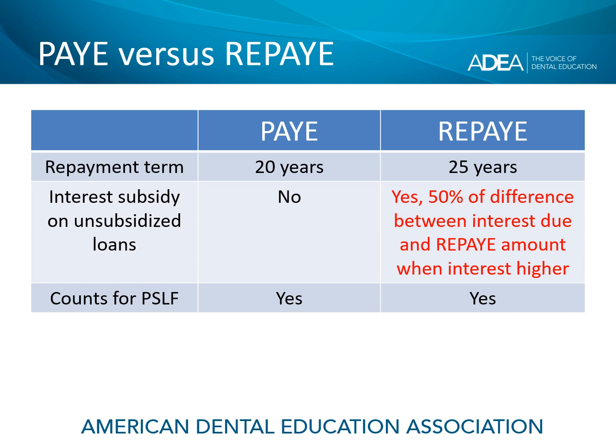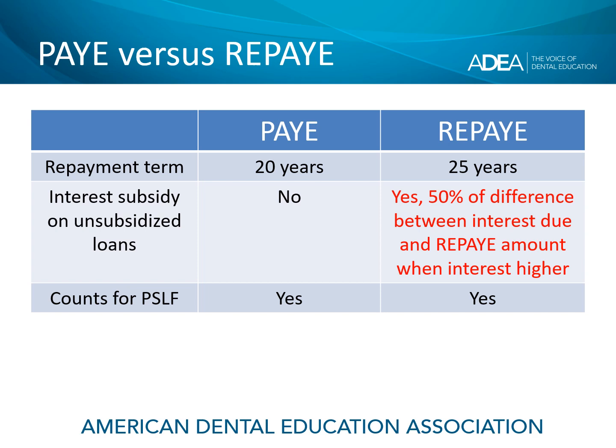Let's look at some more very key differences between Pay As You Earn and Revised Pay As You Earn. First of all, the repayment term with PAYE is shorter at 20 years. REPAYE is 25 years for anyone with borrowing during graduate and professional school, which is certainly the case for dental school graduates. Now notice the interest subsidy on unsubsidized loans.